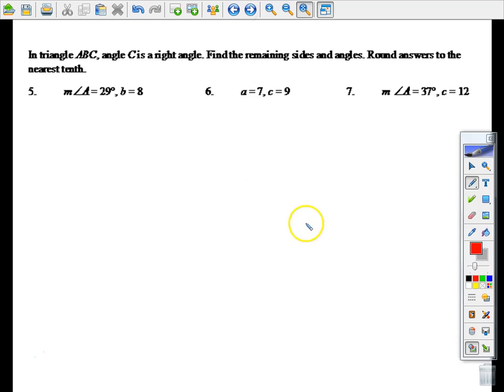All right, now let's see if we can get the answers to 5, 6, and 7. So I'm going to make triangle ABC.